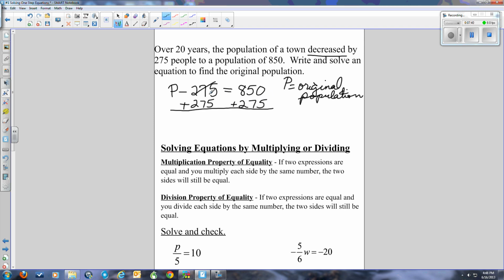So the 275's cancel, and we have P equals, let's see, 5 and 0 is 5, 5 and 7 is 12, carry the 1. I was premature in writing down my 1 here, but 1 and 8 is 9, and 9 and 2 is 11. So here we go. So the population is 1,125. That was your original population.